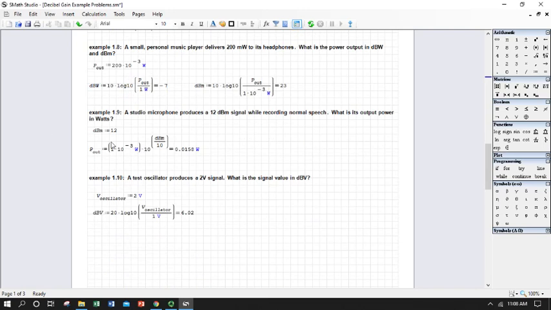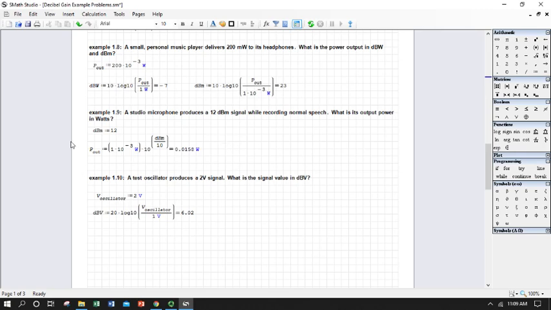So here's my 1 milliwatt that was my reference for my dBm. Here's the number I'm given, divided by 10 for the 10 out front in my original expression. I'm raising 10 to this ratio, and I end up getting about 0.016 watts. So that would be the output. So we're rolling in that gain.